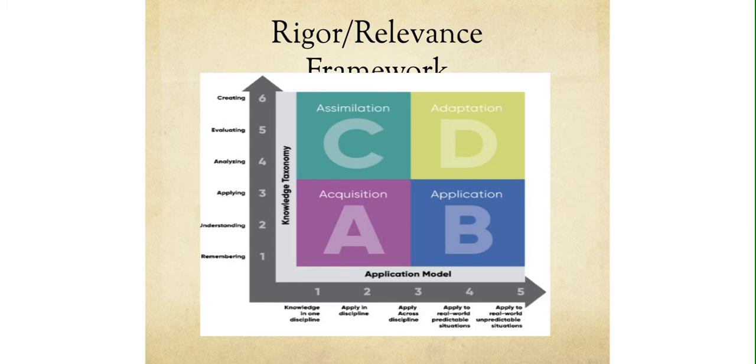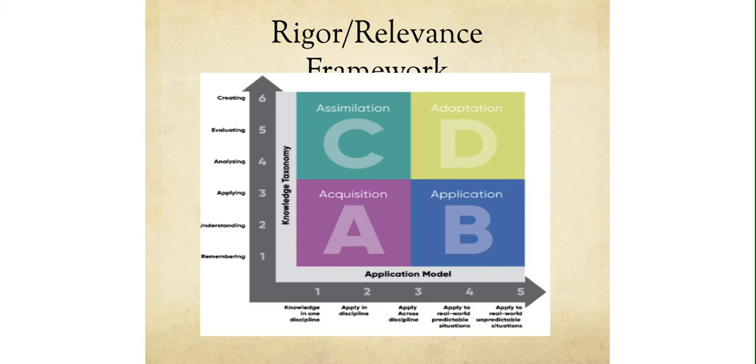Quadrant C, assimilation, is the higher order thinking that requires students to analyze, synthesize, and evaluate various scenarios. So now we're looking at different verbs that they must do in order to prove that that lesson is at that particular quadrant. An example here would be: analyze the differences and similarities between fool's gold and gold and determine how both are important in science.